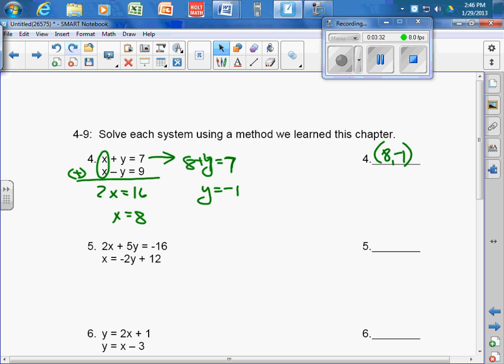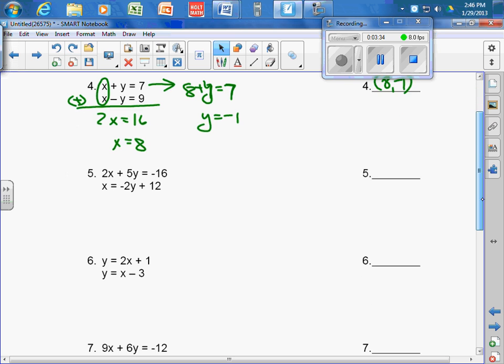In number 5, look at the second equation. You have your x by itself. So x is equal to -2y plus 12. Use substitution. Take the -2y plus 12 and plug it in for the x into the top equation. We'll have 2 times the quantity -2y plus 12, plus the 5y is equal to -16.